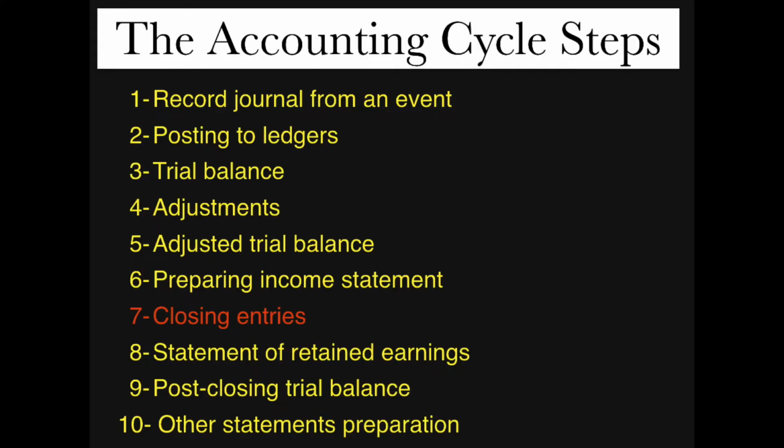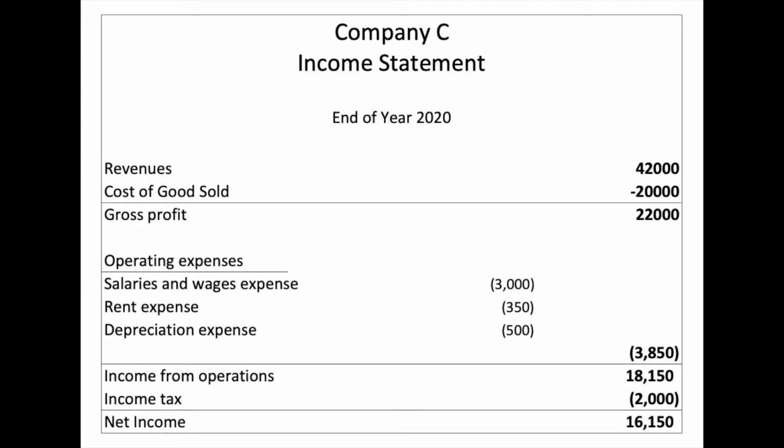7. Closing entries. All nominal accounts are reduced to zero in this stage. These accounts come from the income statement. Initially we should reduce revenue to zero, by debiting revenue for $42,000 and crediting income summary for $42,000.